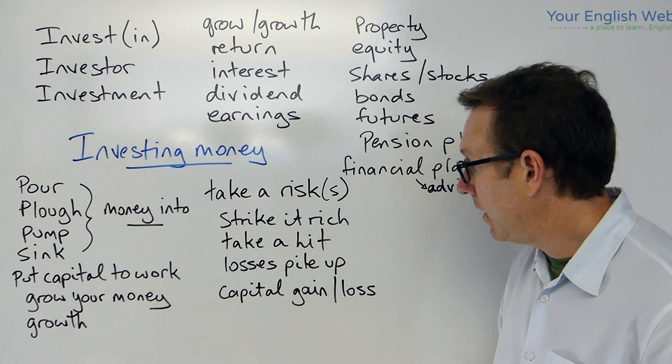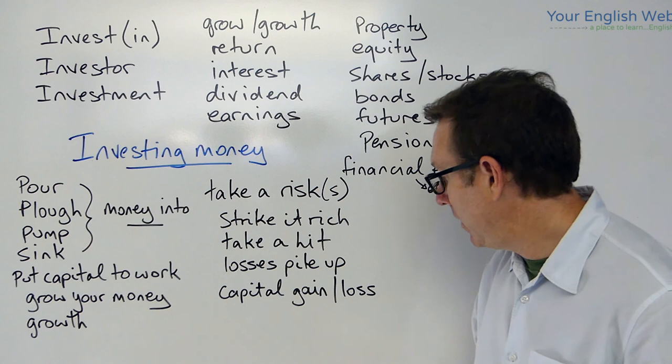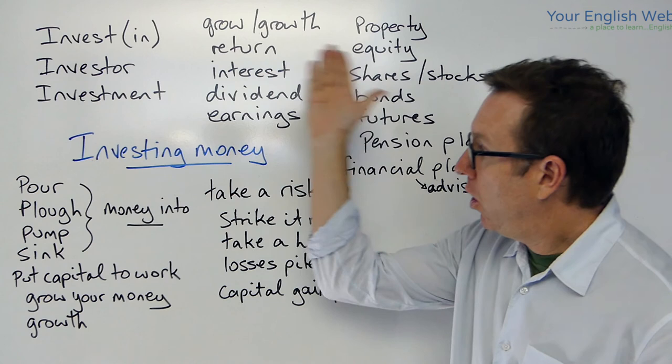But what we're looking for is a capital gain. We're trying to get a capital gain. We're trying to make a profit on our investment. Or if we're not lucky, if we take a hit, we have a capital loss. So capital gain, capital loss. So all of these words are related to investing money.